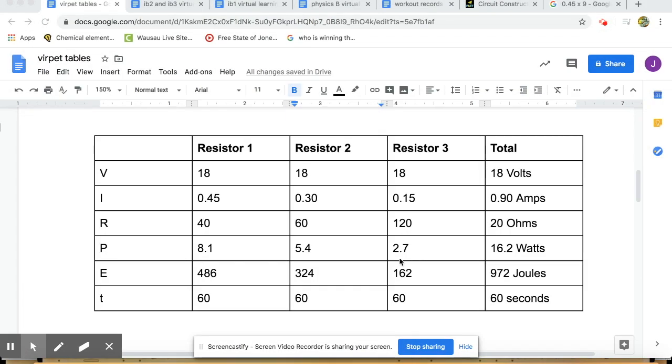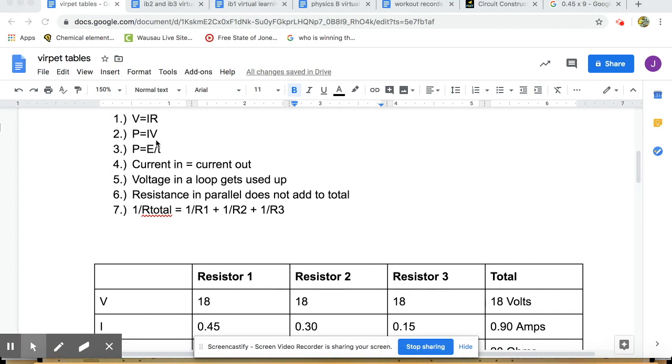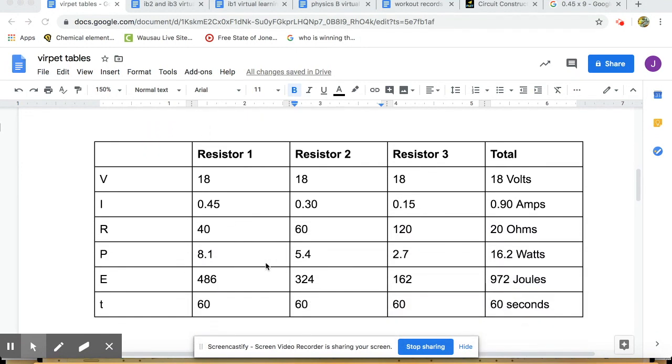So I went ahead and did all the math for you. Basically, I found the P's by using P equals IV for all of them, and I found the energies by using energy equals power times time. Just rearranging these equations right here. The cool thing is with these, you can check all your answers. The current has to add up to the total, so if I take this plus this plus this, that's equal to the total, at least for parallel. The power has to add to the total, so if I take 8.1 plus this, I get the total of 16.2. The energy has to equal the total.